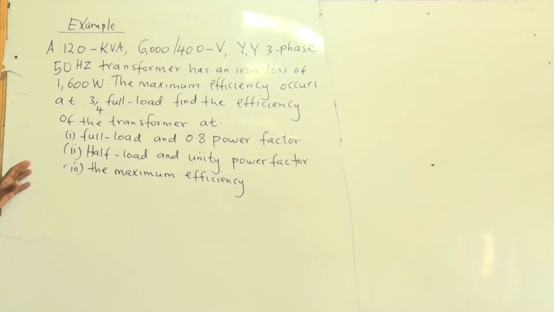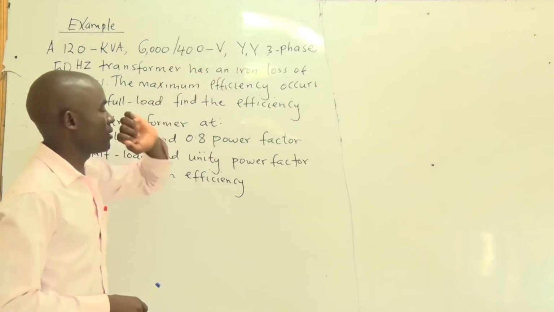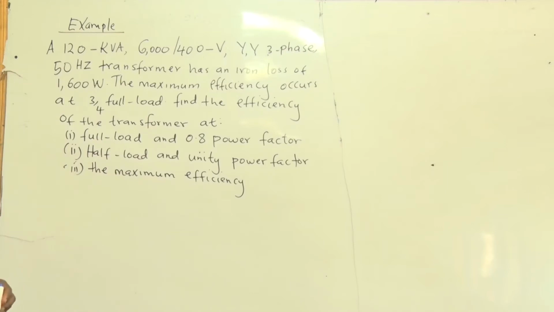So the example reads, a 120 kVA, 6000 primary voltage, 400 secondary voltage. It is a star-star connected three-phase transformer. The frequency is 50 Hz, has an iron loss of 1600 watts. The maximum efficiency occurs at 3/4 full load. Find the efficiency of the transformer at part number 1, full load at 0.8 power factor. The second part reads half load and the unit power factor. The third question reads the maximum efficiency.